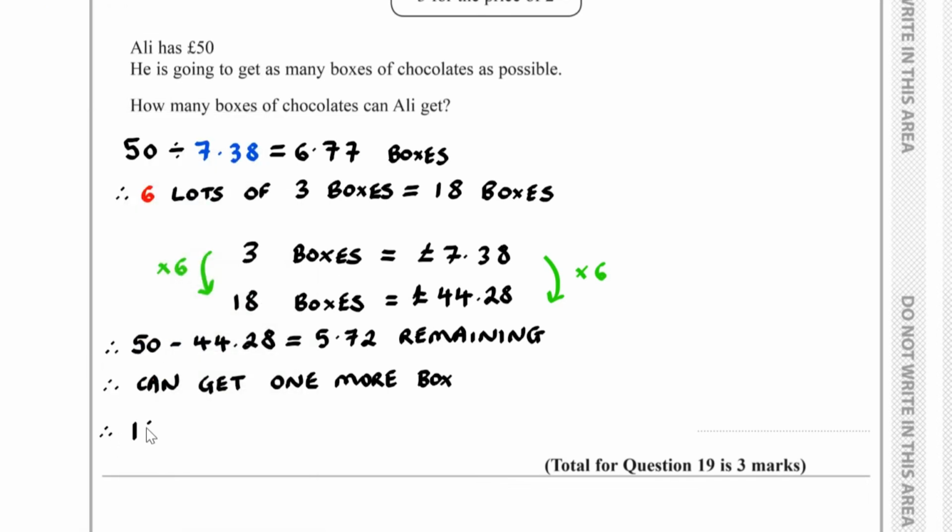So I would have 18 plus this extra 1, which is 19, so I can get 19 boxes. I've got 18 boxes plus this extra one more box I can get, which gets me 19 boxes.